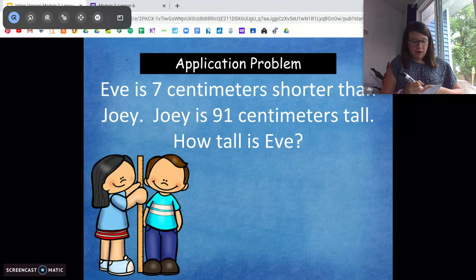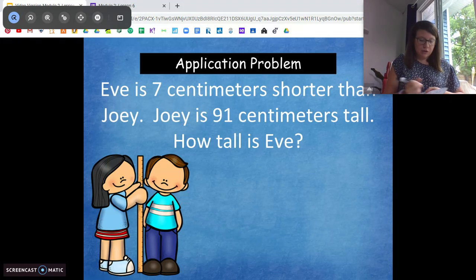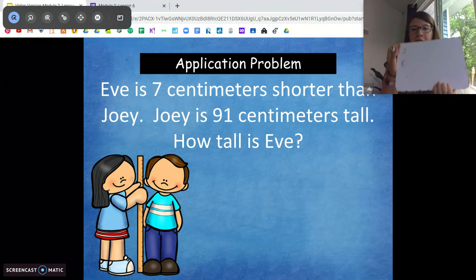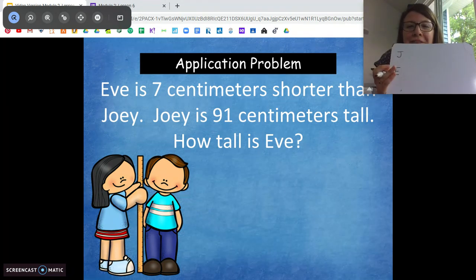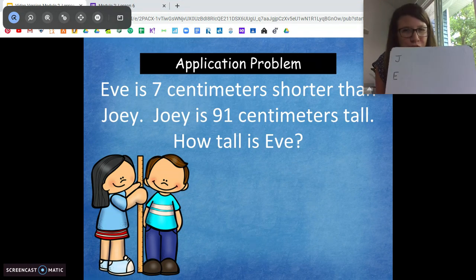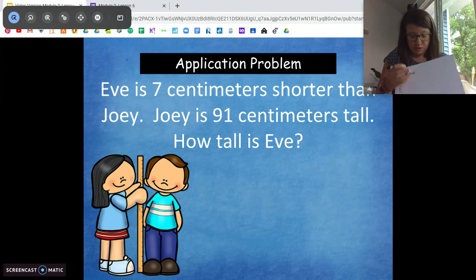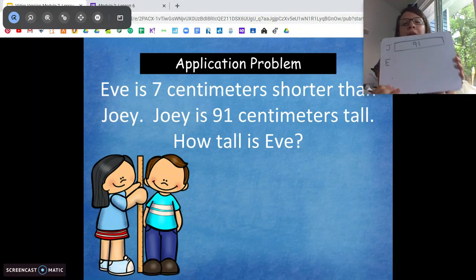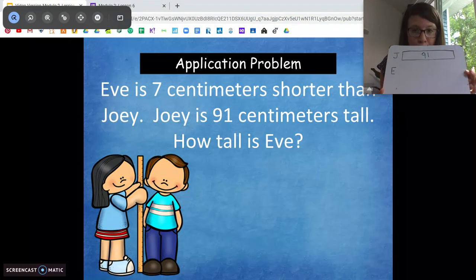So we need to figure out Eve's height, right? The question is asking how tall is Eve? So I have a J for Joey and an E for Eve. Now, we don't know how tall Eve is, right? We just know she's 7 centimeters shorter than Joey. Joey is 91 centimeters tall. So what I'm going to do is draw a rectangle and write the number 91 in it. Because I know Joey is 91 centimeters tall.